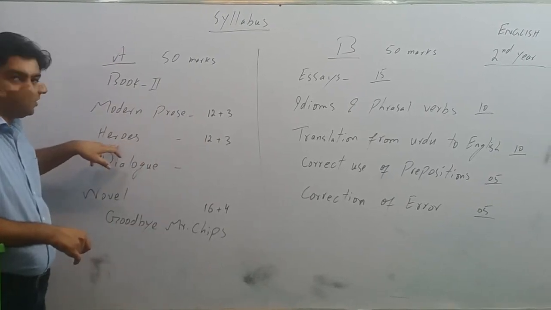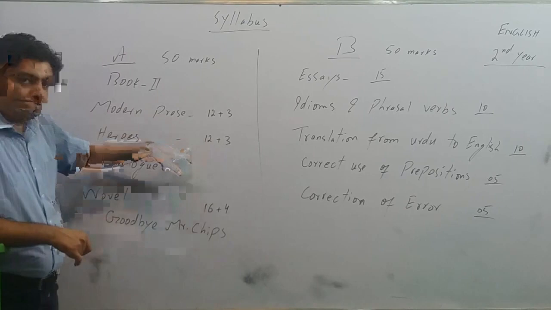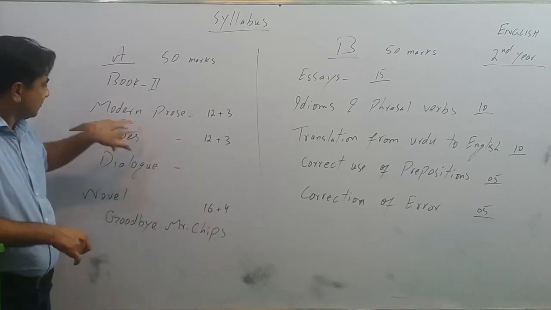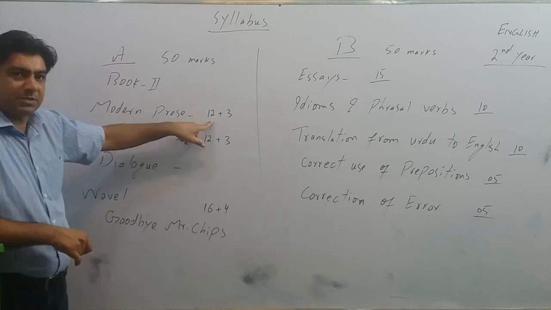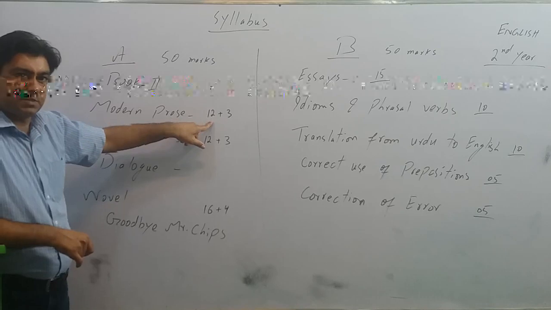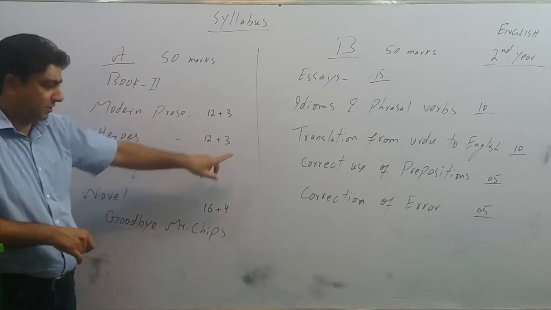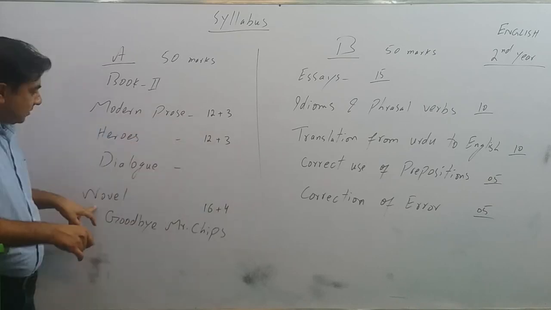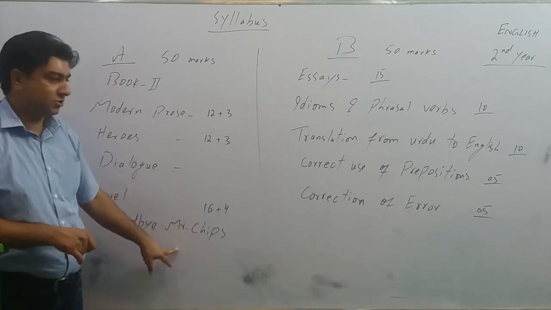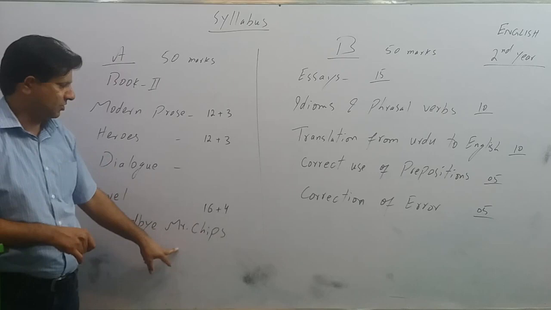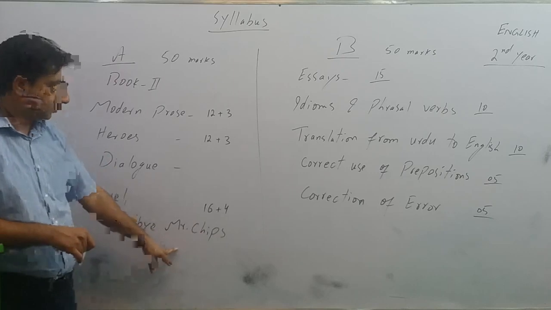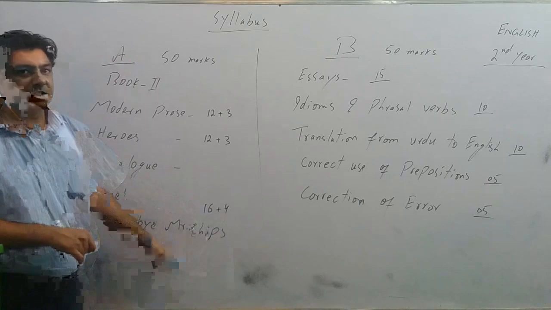Then there are dialogue, 10 marks. Heroes, again 12 marks for subjective portion and 3 marks for objective portion. Goodbye Mr. Chips, subjective portion and 4 marks objective portion.